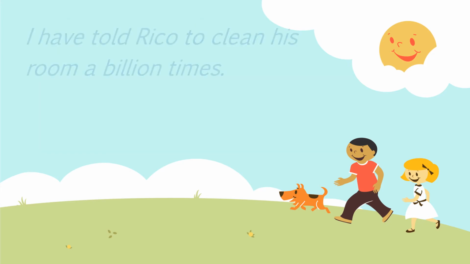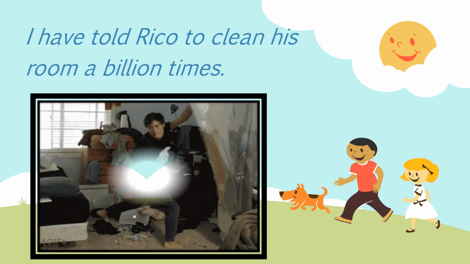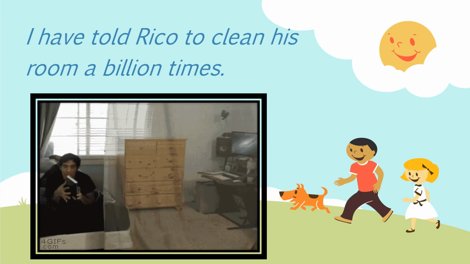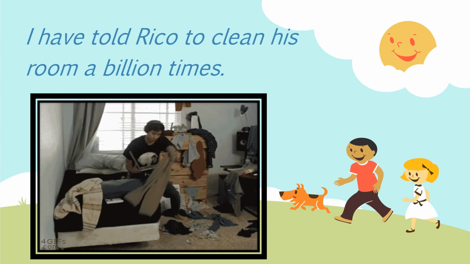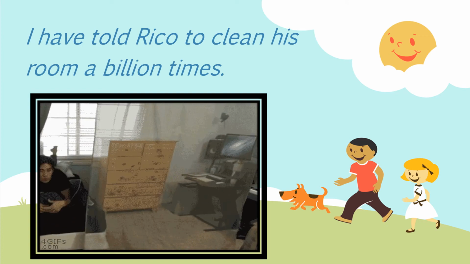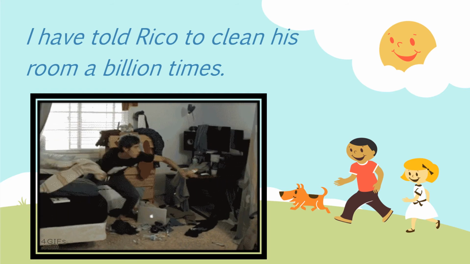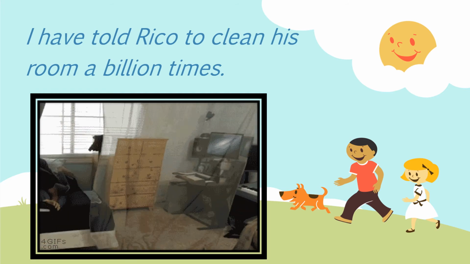Let's take a look at this example. I have told Rico to clean his room 1,000,000,000 times. Here, 1,000,000,000 is used to exaggerate the number of times Rico was told to clean his room. This is showing that Rico was told to clean his room many times.